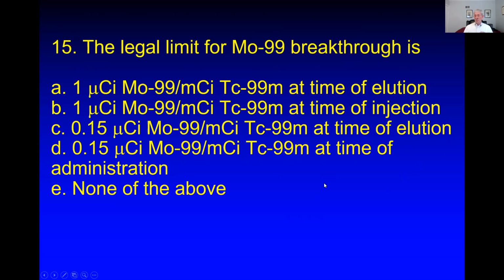It actually used to be, 25 years ago, at the time of elution, and it was a totally different number. And I don't want to tell you what it was because you might remember it. So this is your right answer, 0.15 microcurie per millicurie.